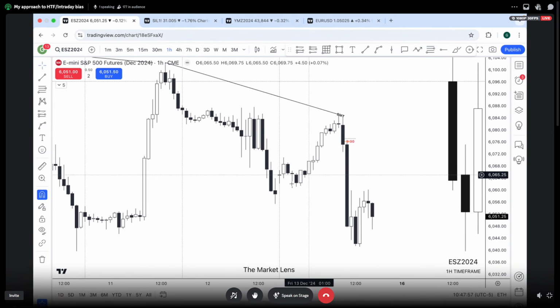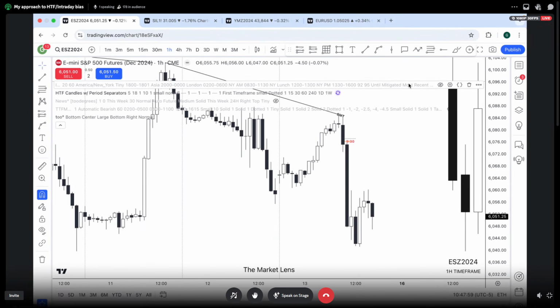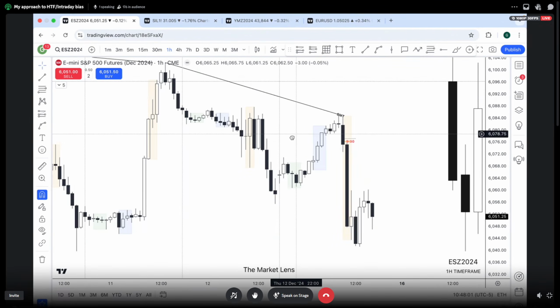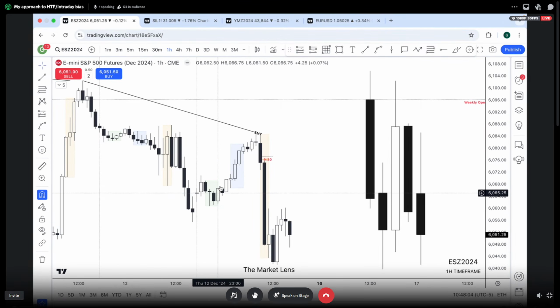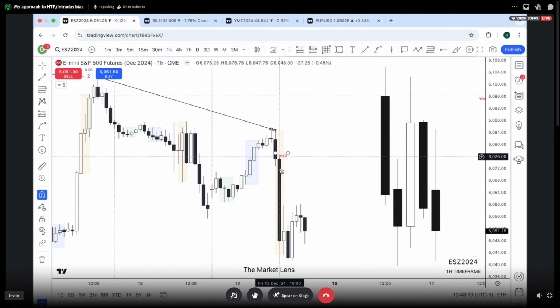What do we have? Failure swings. We have Asia low of the day. This is one of my favorite profiles, when Asia is low of the day and we manipulate in New York. Because I'm a New York trader, I want to catch the majority of the daily range. So if London manipulated and also expanded, then I'm not really interested in New York because I want to trade the majority of the expansion.